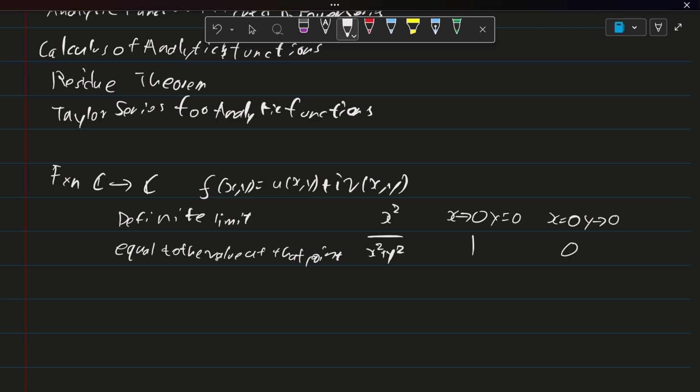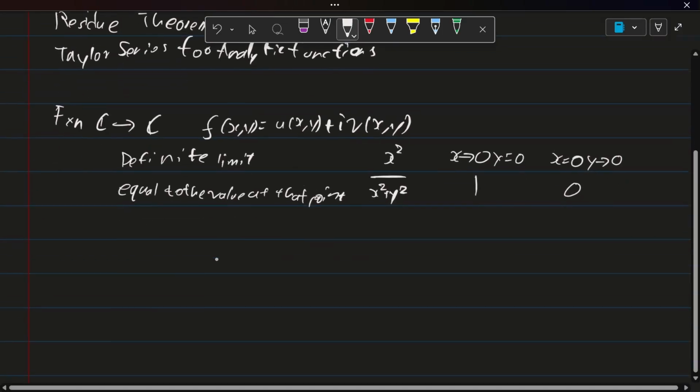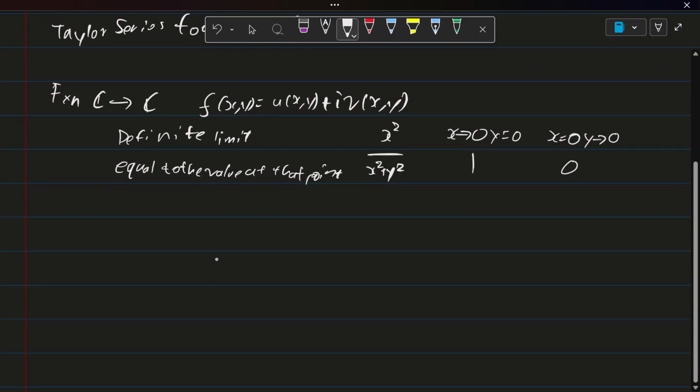This definition will be kept at the back of our minds because this will later describe what an analytic function is to begin with. So we could now start to discuss the idea of an analytic function. The way that we do it is that we could express x and y in terms of z and z star.